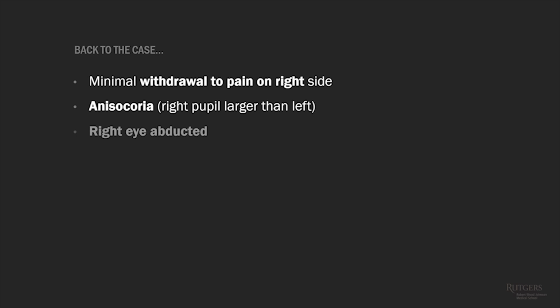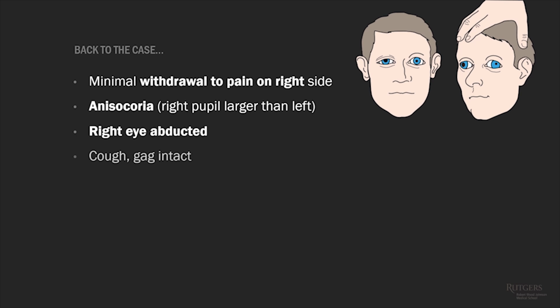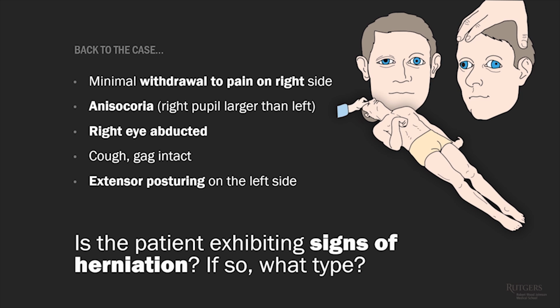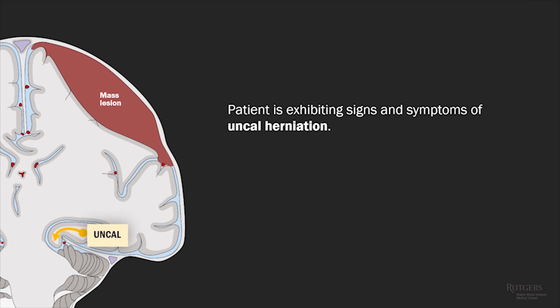So now that we understand some of the herniation syndromes and the associated neurologic signs, let's get back to our case. Our patient has minimal withdrawal to pain on the right side. The right pupil is larger than the left, and the right eye is down and out. Lower brainstem reflexes are present, but there's extensor posturing on the left side. So, is our patient's brain herniating? If so, what type of herniation? I hope you said uncal herniation, because that's absolutely right.